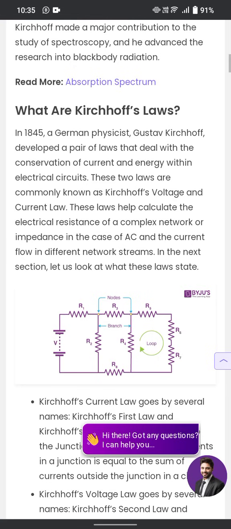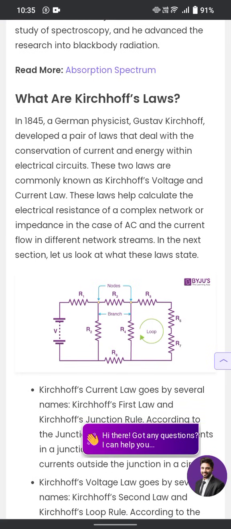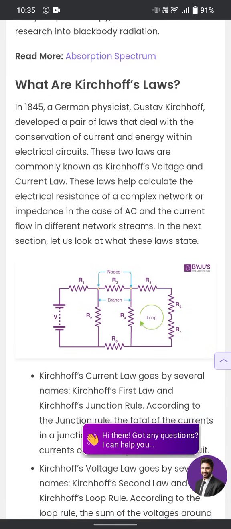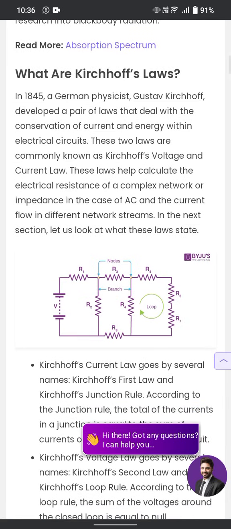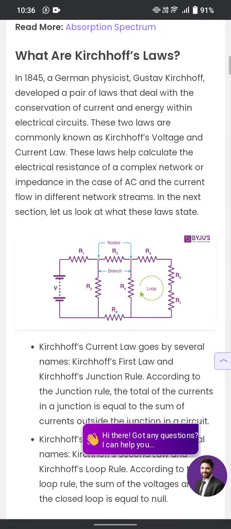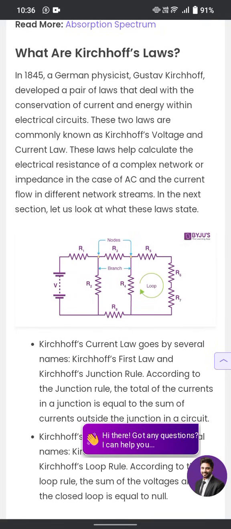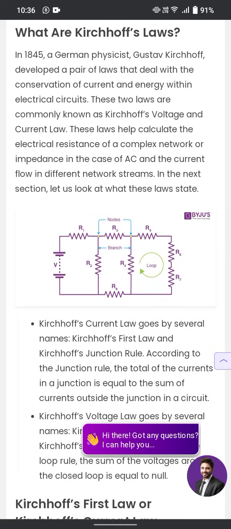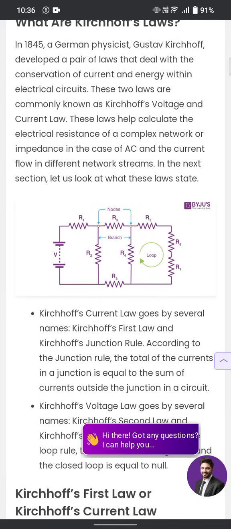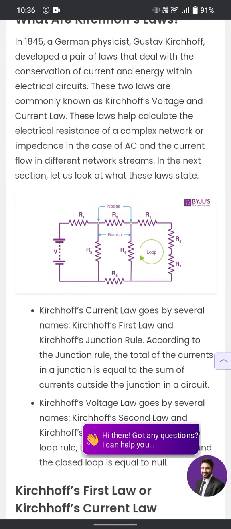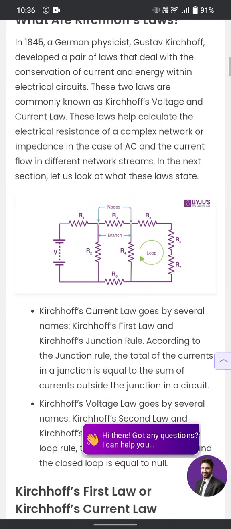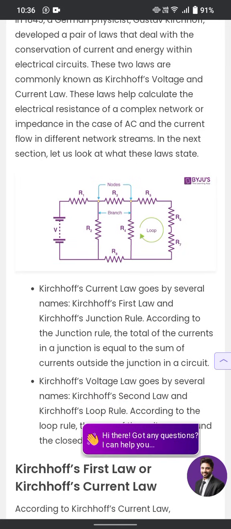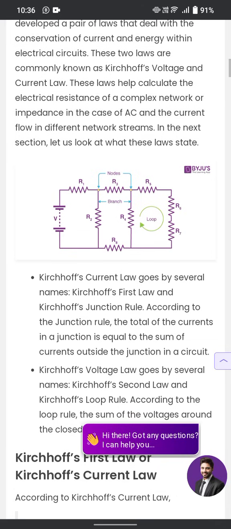What are Kirchhoff's laws? In 1845, a German physicist, Gustav Kirchhoff, developed a pair of laws that deal with the conservation of current and energy within an electrical circuit. These two laws are commonly known as Kirchhoff's voltage and current laws. These laws help calculate the electrical resistance or impedance in the case of AC of a complex network and the current flow in different network streams. In the next section, let us look at what these laws state.